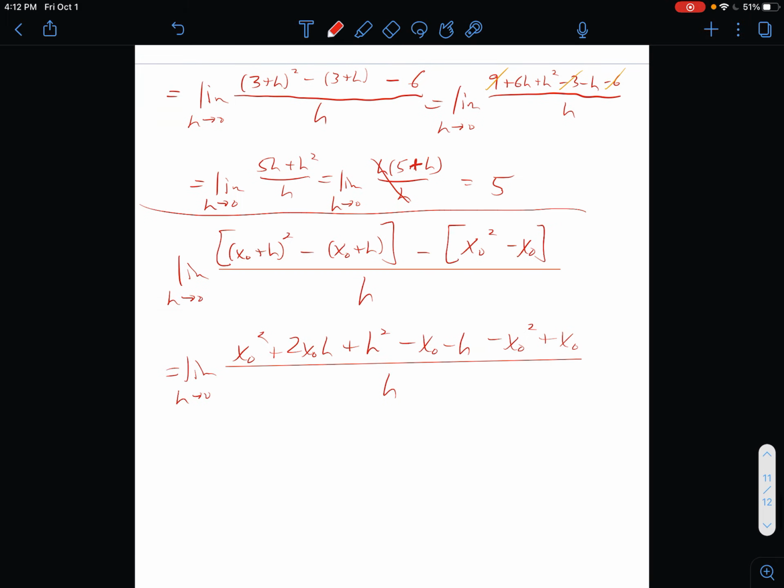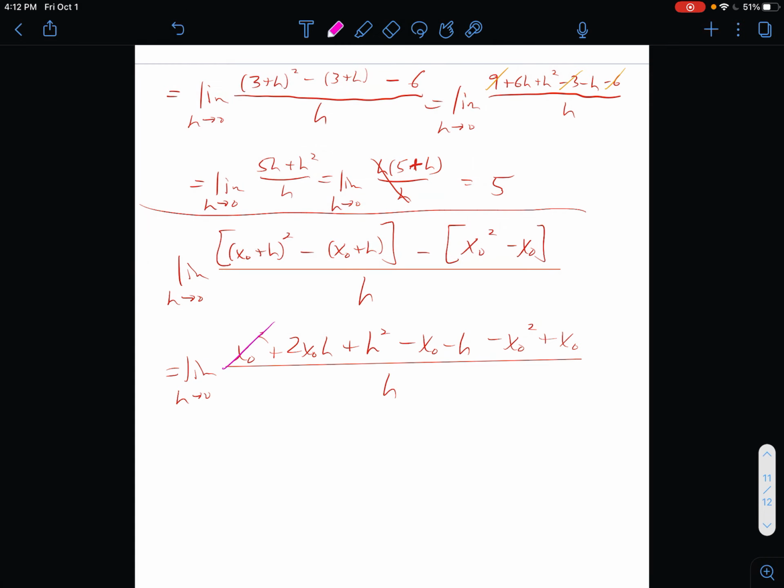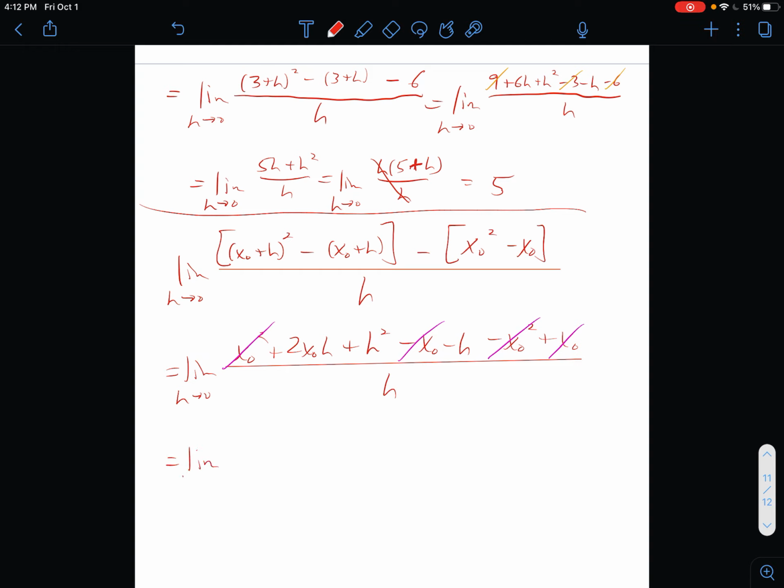If things aren't canceling, look for your mistake. So let's see what we got here. x naught squared minus x naught squared, x naught minus x naught. So anything without an h has canceled away. That will usually happen. If it doesn't, you've probably made a mistake. Everything left has an h in it.